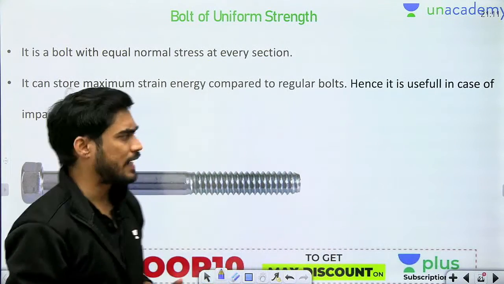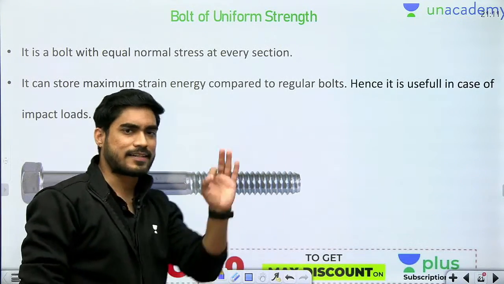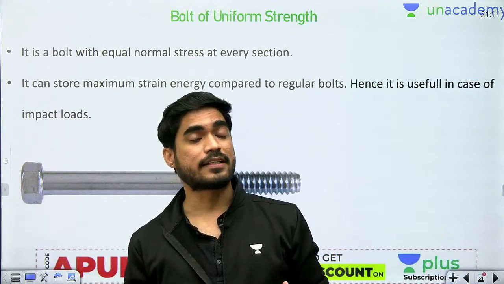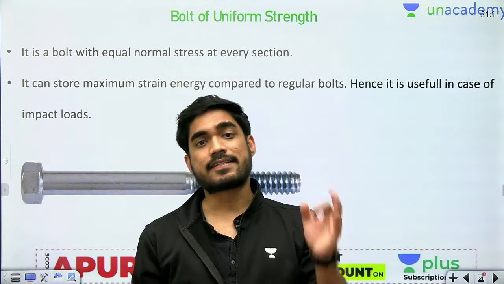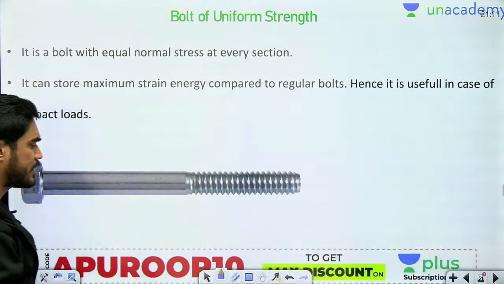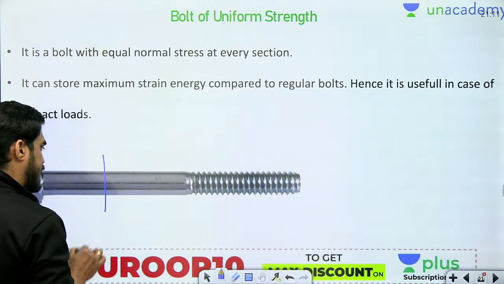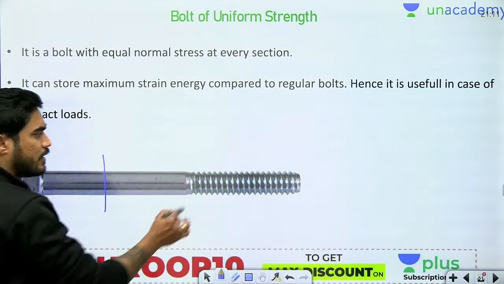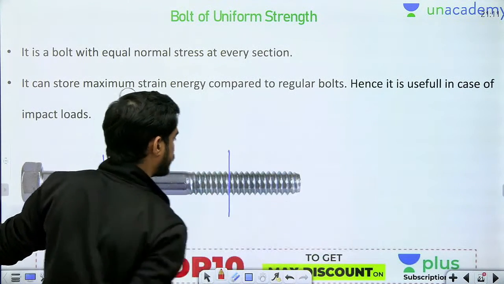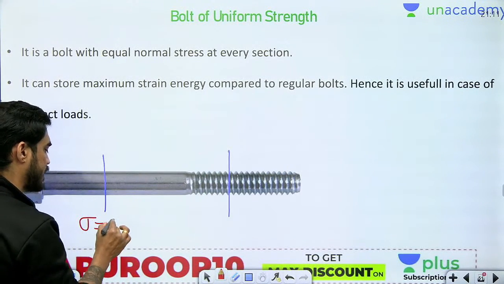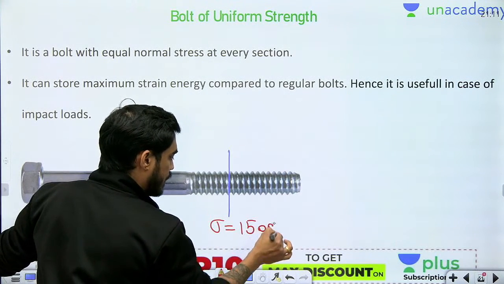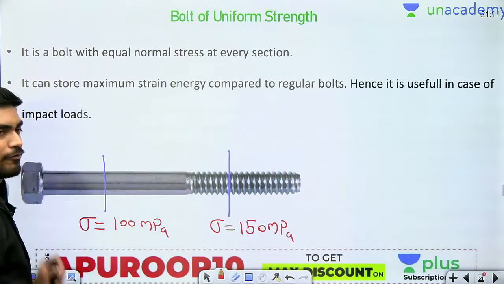Uniform strength means in every cross section the stress is equal, just like beam of uniform strength. I told you beam of uniform strength in SOM. In every cross section stress is same. So when we apply force in bolted joint, what happens is the stress in unthreaded portion is less and the stress in threaded portion is more. Let's say here the sigma is 100 megapascal and here the sigma is 150 megapascal. Okay, so this is not bolt of uniform strength.